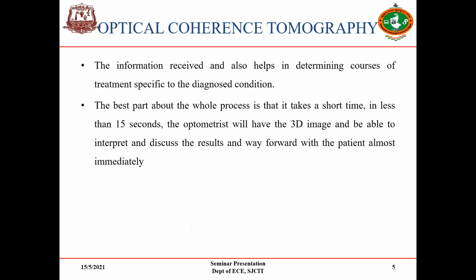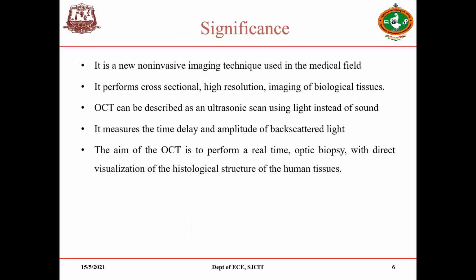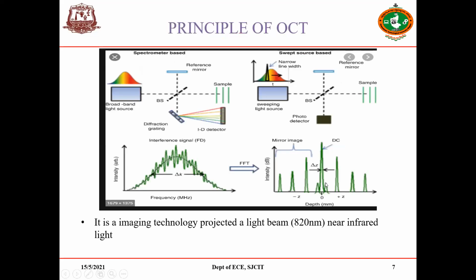I just want to tell about the significance of OCT, where it is a non-invasive imaging technique. It means the procedure does not involve tools that break the skin or organs, and it performs cross-sectional, high resolution imaging of biological tissues, and it measures the time delay, interference, and amplitude of backscattered light. The main aim of optical coherence tomography is to perform real-time optical biopsy with direct visualization of the histological structure of human tissues.